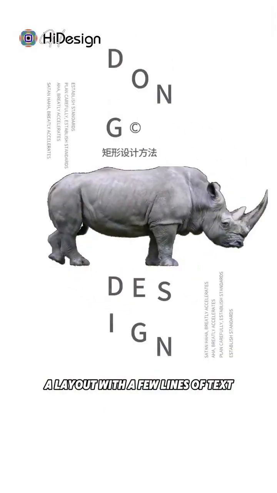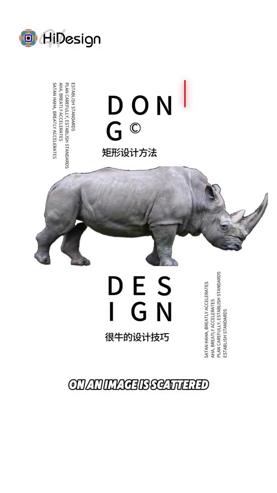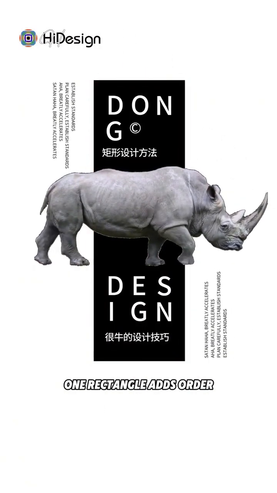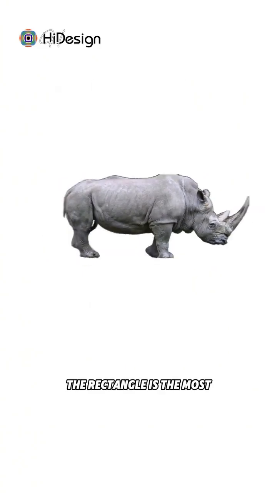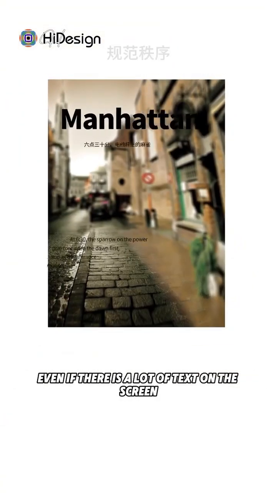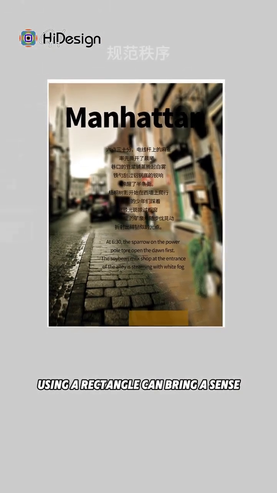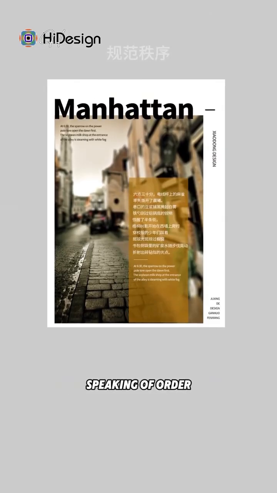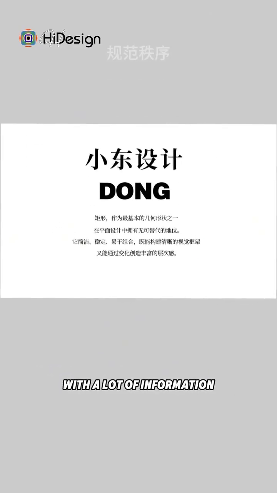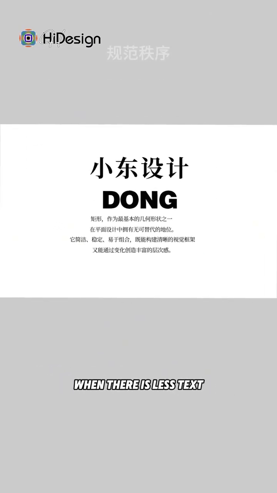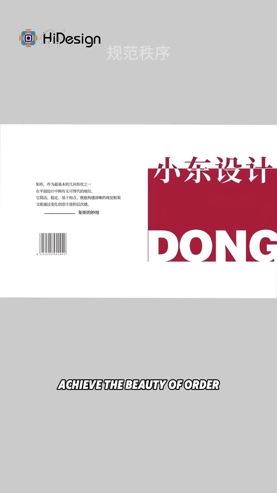A layout with a few lines of text on an image is scattered. One rectangle adds order. The rectangle is the most fundamental and useful shape in design. Even if there is a lot of text on the screen, using a rectangle can bring a sense of order to a scattered layout. Speaking of order, it doesn't exist only in layouts with a lot of information. When there is less text, using a rectangle can also achieve the beauty of order.